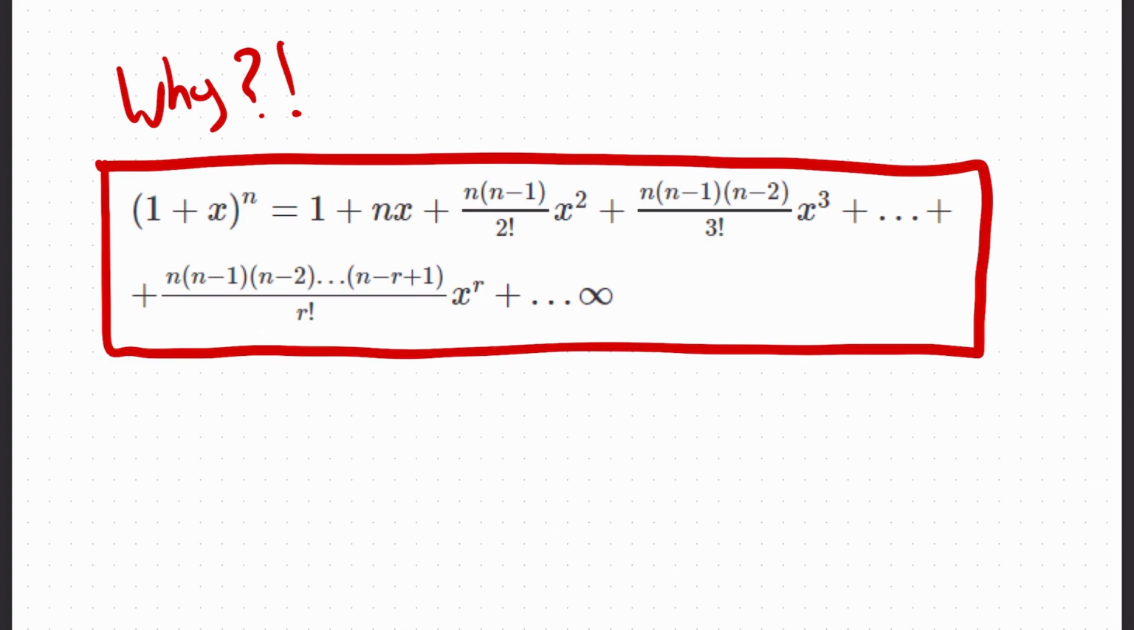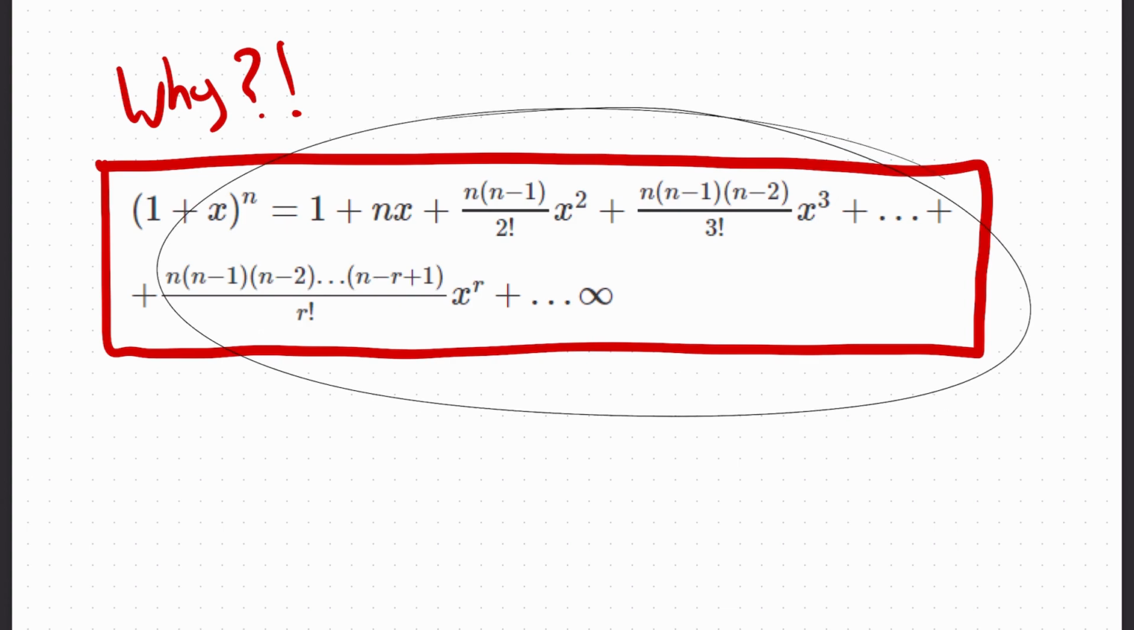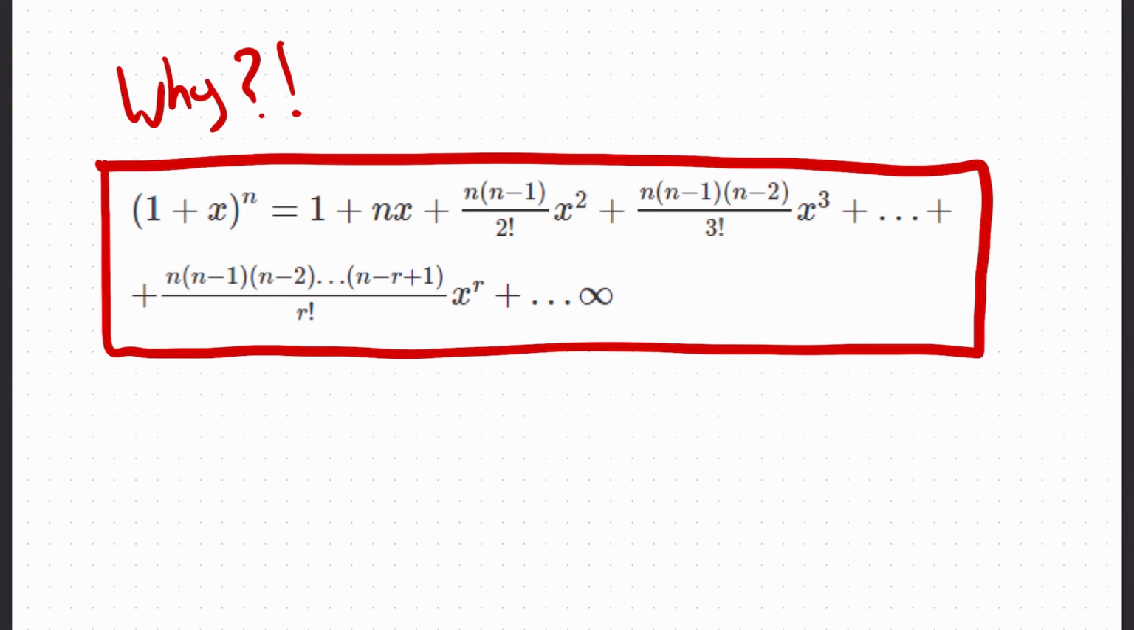Obviously I'm sure you guys have come across it, or if you haven't, you've probably come across the other version where it's only talking about positive integers. But this is the more general version, and this is basically an infinite series which allows you to work out an expansion form for this single term or bracket.